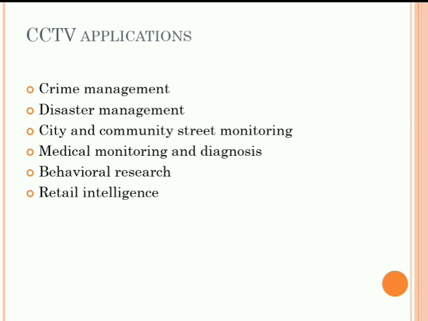Let's discuss the different applications of the CCTV system. The first application of CCTV system is crime management. How is crime management done by using the CCTV system? CCTV surveillance can deter potential criminals. When a crime does occur, video footage can help law enforcement to investigate and later provide evidence in a law court.